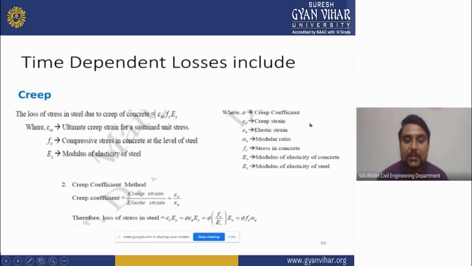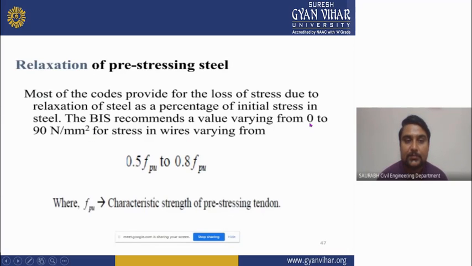Now we will see the time dependent losses. There is relaxation of pre-stress steel. Most of the codes provide the loss of stress due to the relaxation of steel as a percentage of initial stress in the steel. The BIS recommends values varying from 0 to 90 Newton per mm square for stress in wires varying from 0.5 fpu to 0.8 fpu, where fpu is denoted as the characteristic strength of pre-stressing tendon.